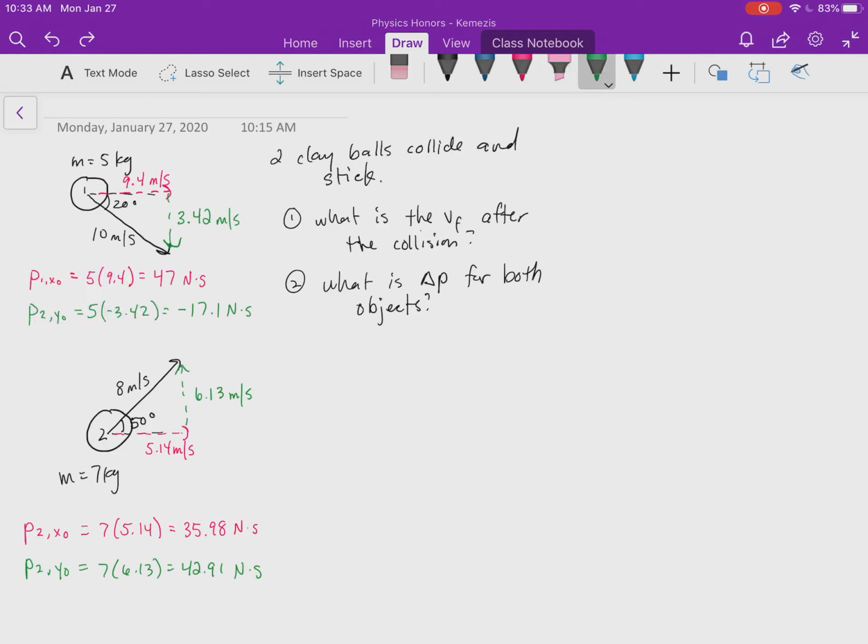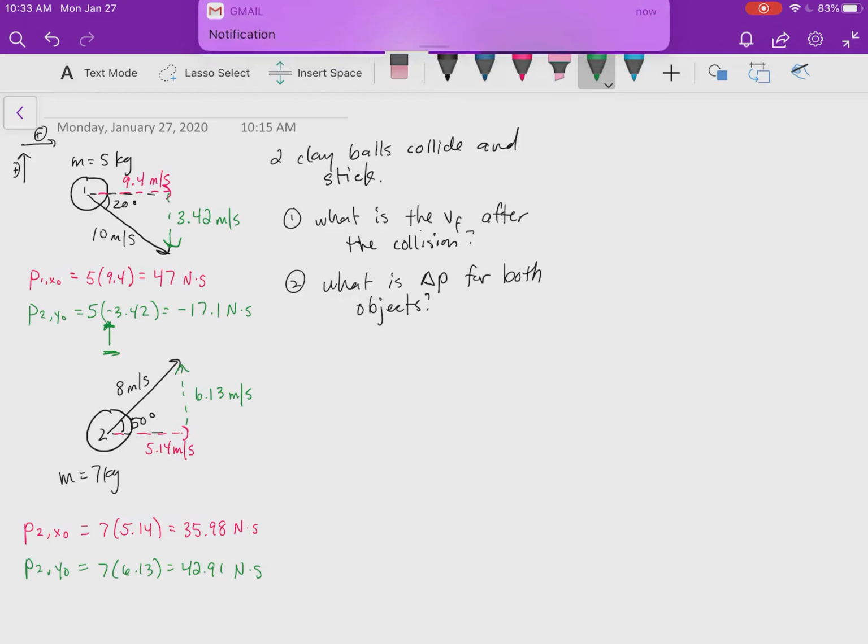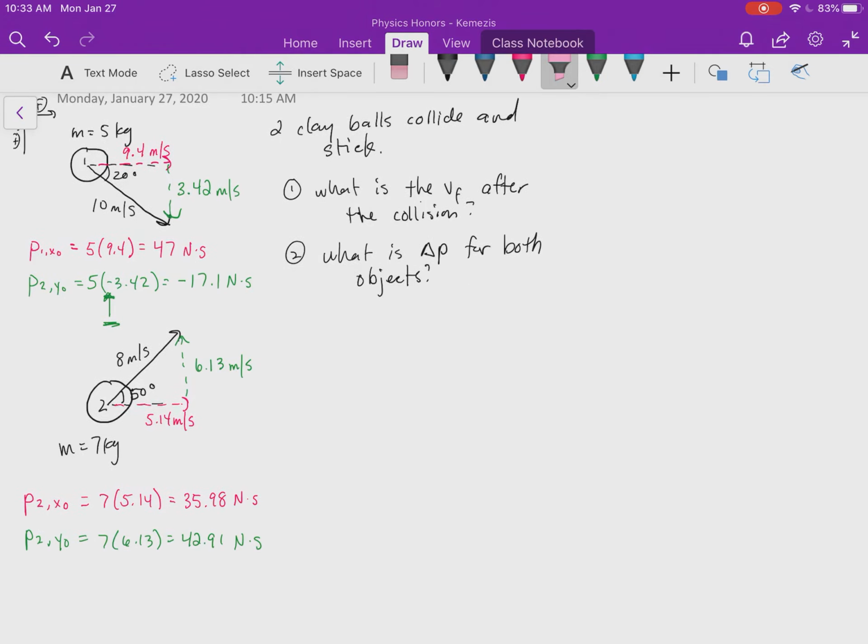Super important to note that the y velocity is negative. I didn't define it, but we totally should: up is positive, to the right is positive. So for the fact that this velocity is pointing downwards in the y direction, it is so important that we remember that this velocity in the y direction is negative. Okay, so the momentum of this first object in the y direction is negative 17.1.